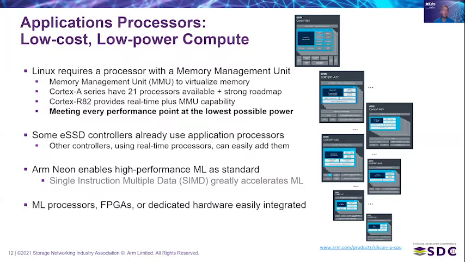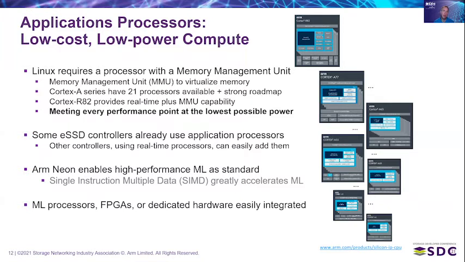If a particular controller doesn't already have an applications processor, it's not complicated to integrate and add those in. It can be very straightforward. It certainly could be simplified with the R82 as a potential drop-in replacement that also provides the MMU capability as well.